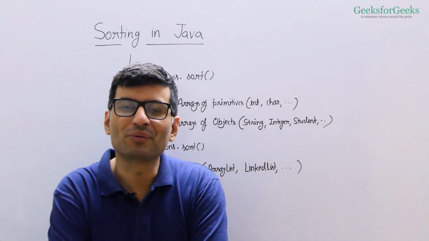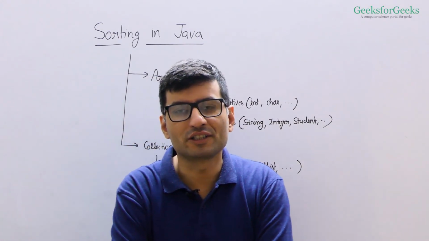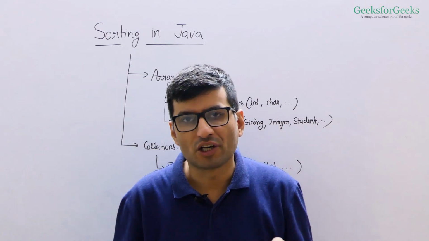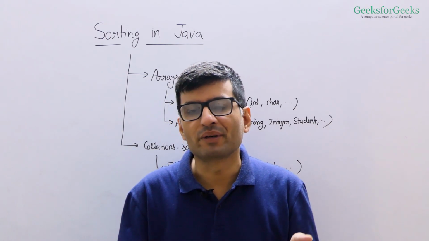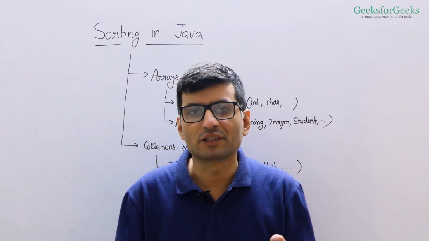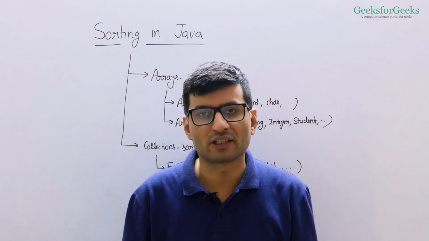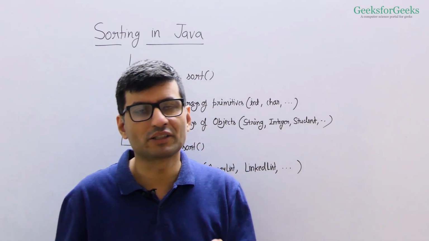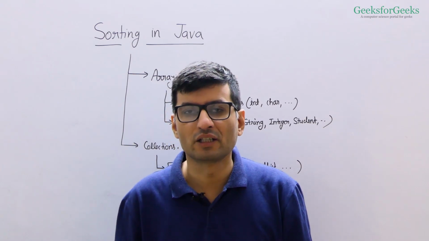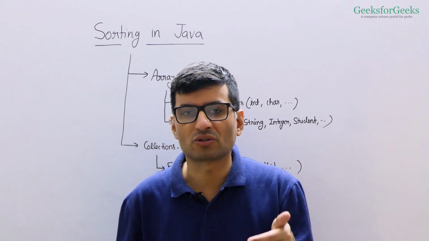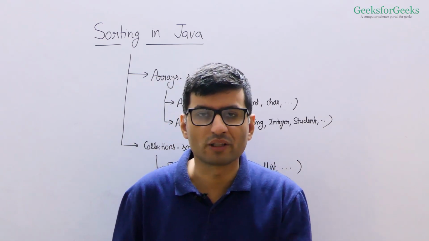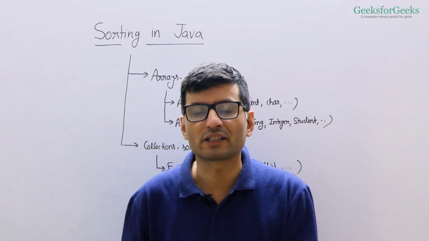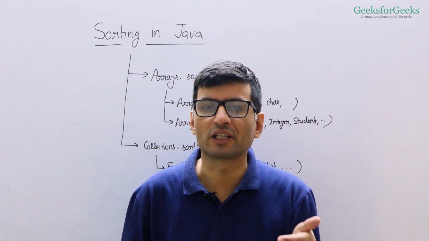Hi, in this video we are going to talk about sort in Java. In Java, sorting is implemented in two classes: the Arrays class and the Collections class. This is similar to other algorithmic functions like binary search, which is also present in both classes. The Arrays class has a sort implementation for normal arrays, and the Collections class has a sort implementation for collections.